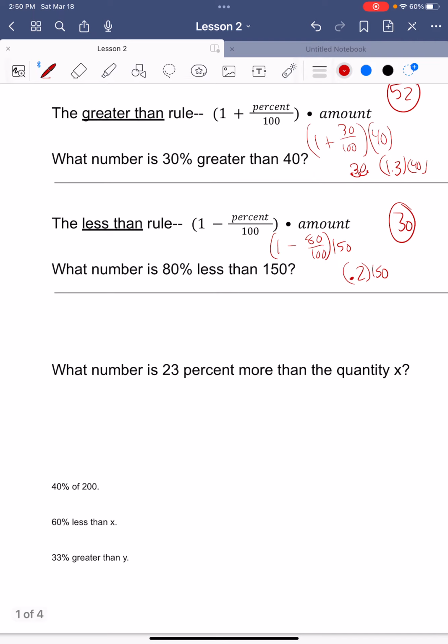So what we've been doing so far is a percent less than a number, and that still applies with letters like X. If we have 23% more than X, our quantity X is like our amount, and this is 23% more than, so we're going to use the greater than rule. So we have 1 plus percent over 100 times the amount, X. 23 divided by 100 is 0.23, plus 1 is 1.23X.